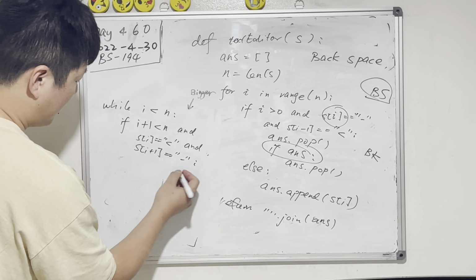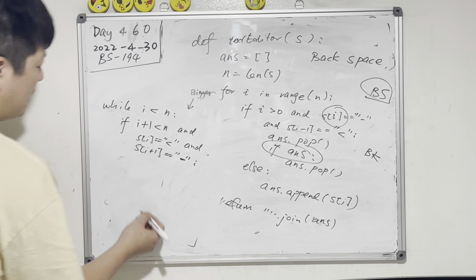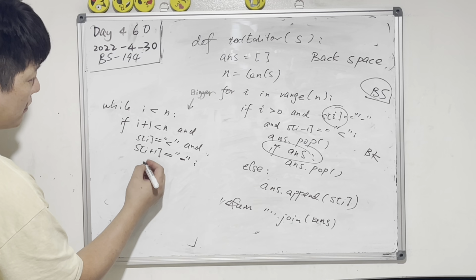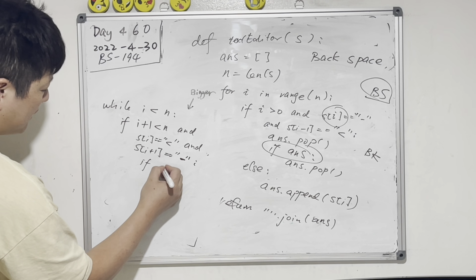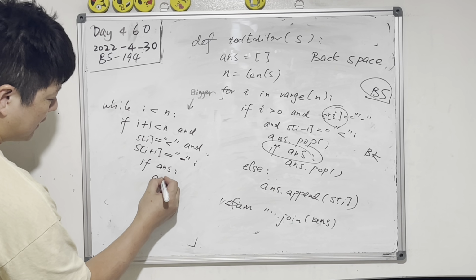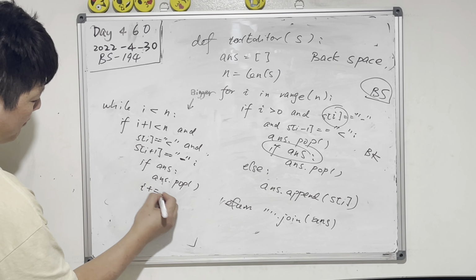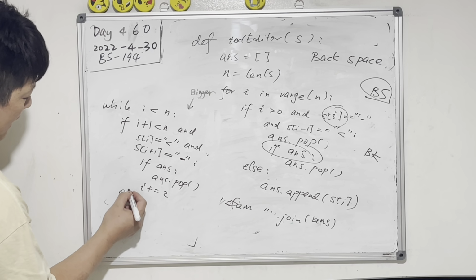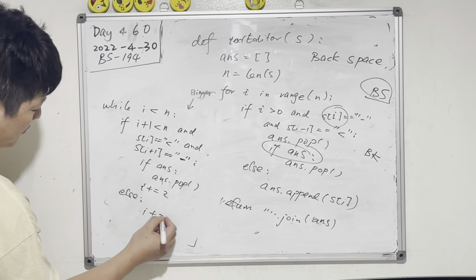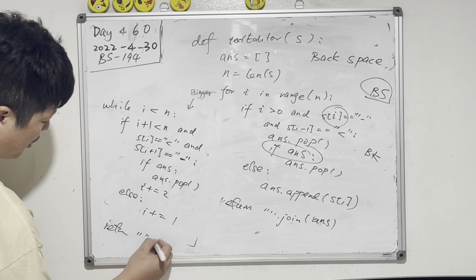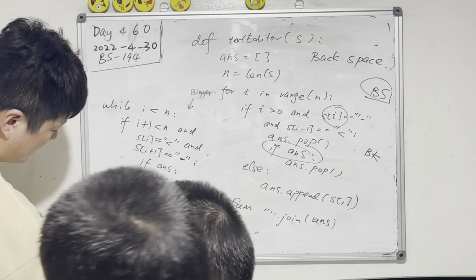And then what do we do? If answer, then answer dot pop. Right? But for this one, we need to jump two characters: i plus equals 2, else i plus equals 1, and then return dot join answer.